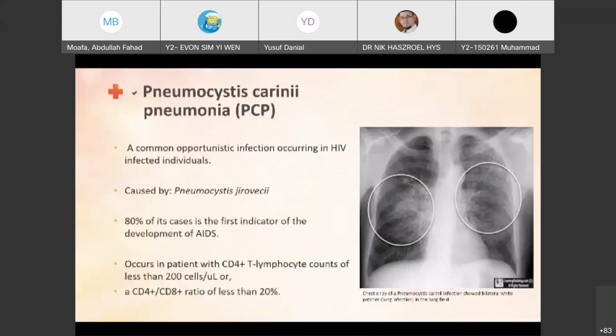The most common opportunistic infection occurring in HIV-infected individuals is Pneumocystis carinii pneumonia. A fungus known as Pneumocystis jirovecii causes this type of pneumonia, and it is a major cause of infection in people with HIV, with nearly 400,000 cases worldwide each year. In 80% of cases, it is the first indicator of the development of AIDS. Usually, these patients will have CD4 plus T lymphocyte counts of less than 200 cells per cubic millimeter.